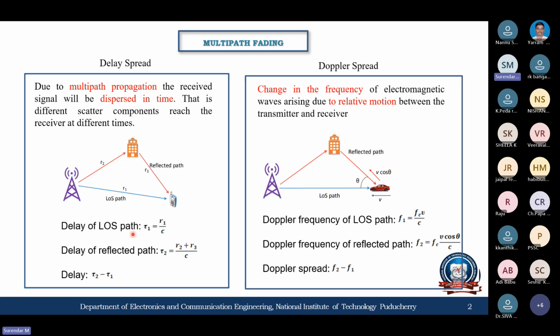The delay of the LOS path corresponds to tau 1. That means the delay to reach the user is given by tau 1 equals R1 divided by C, where C corresponds to the speed of light. Now, what about the delay that corresponds to the reflected path? The reflected path travels an additional distance, R2 plus R3. Since the distance is higher, the delay will be a little higher.